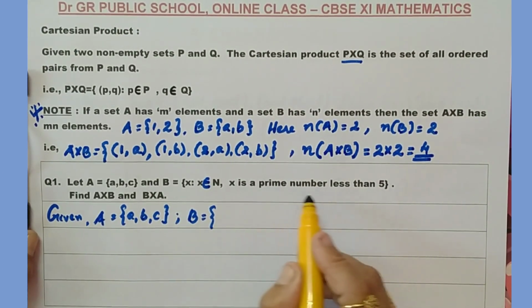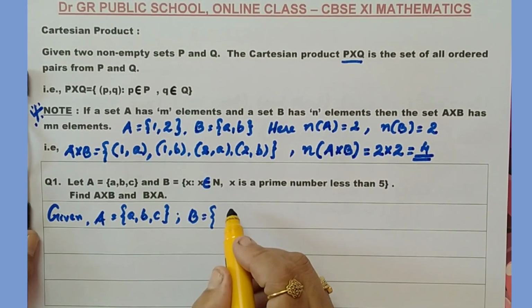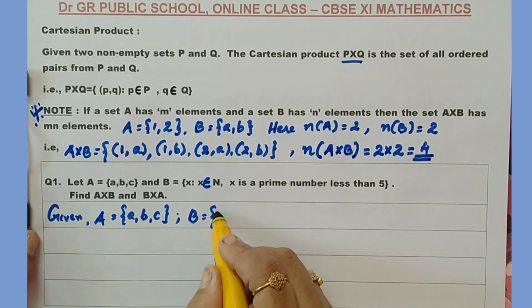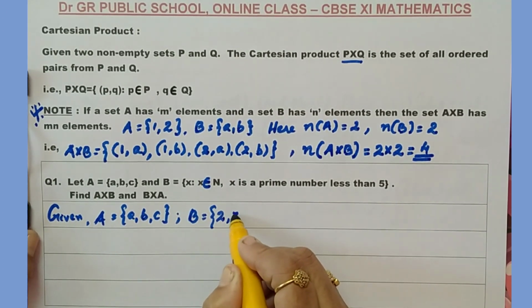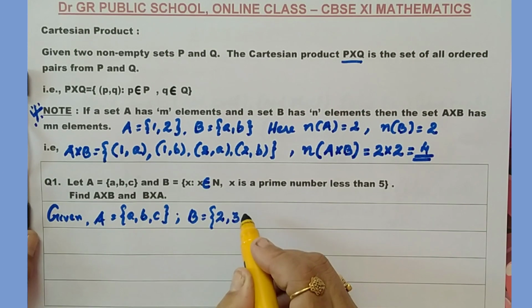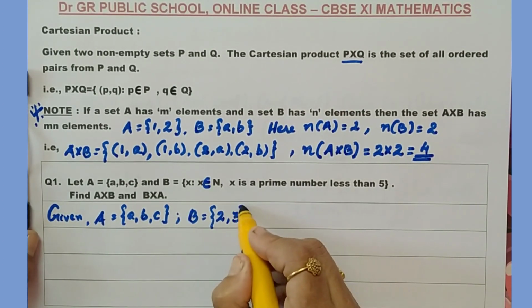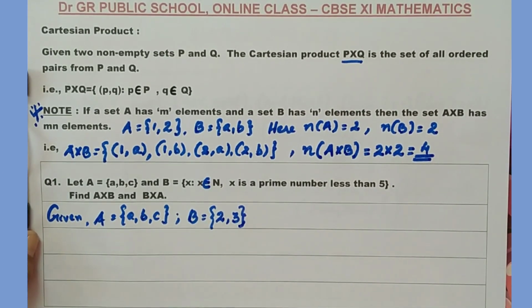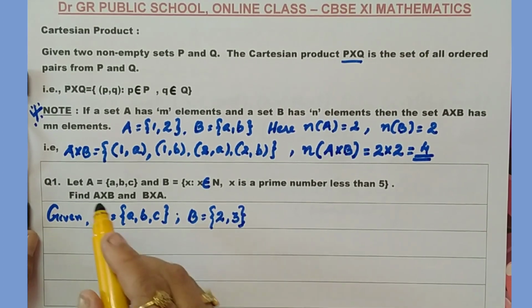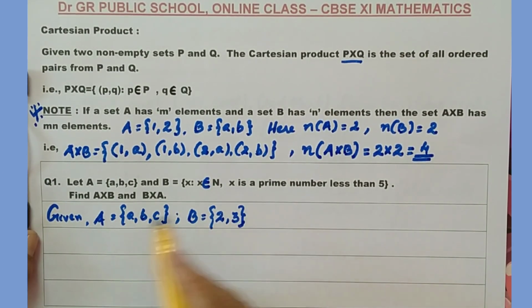Which are the prime numbers less than 5? One is neither prime nor composite. The next prime numbers are 2 and 3. We can't take 4. 4 is a composite number less than 5. So these two elements only can happen in the set B. So at first you need to write the sets A and B.